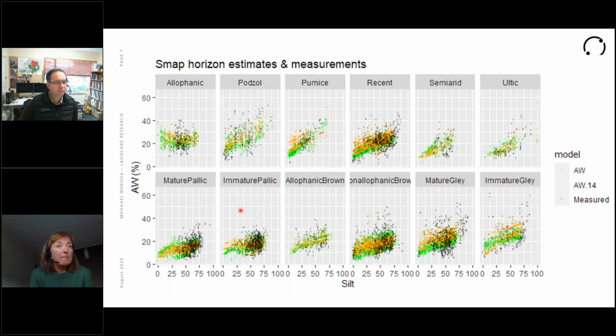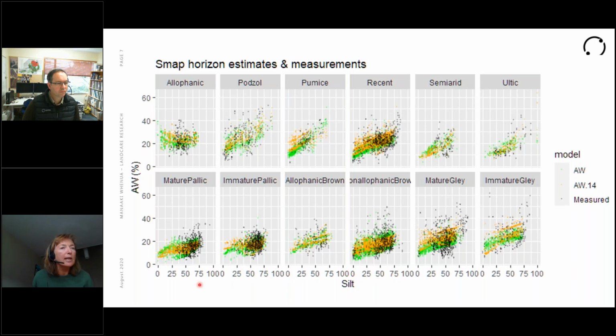This is some of the results. In this, I haven't put in all of the orders, just some of the key ones. The green points are the results of the new model, so the 2020 model. Orange are the results from the 2014 model, and the black points are the measured data. And you can see generally the black points are quite widely distributed, and in fact the green points are capturing that wider distribution better than the orange ones. But let's go and have a look at that palex that we were just talking about.